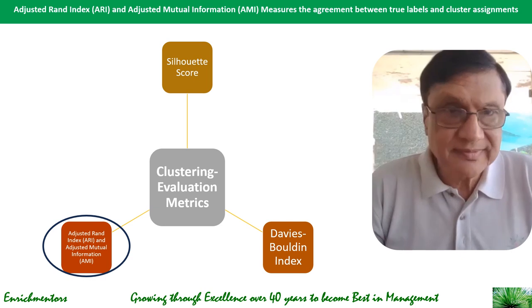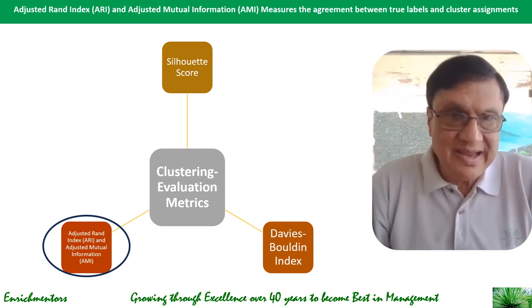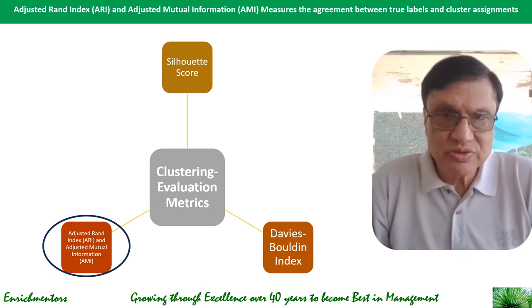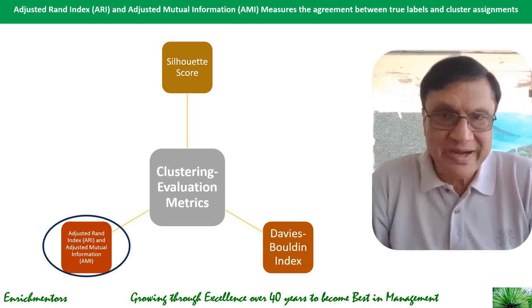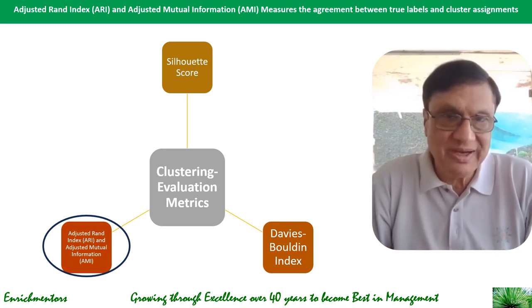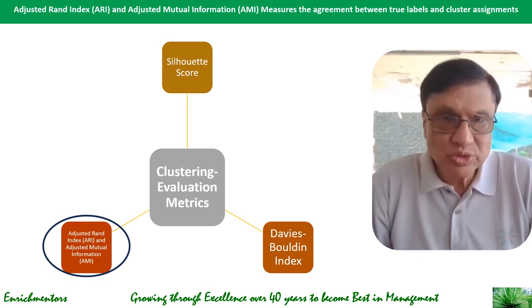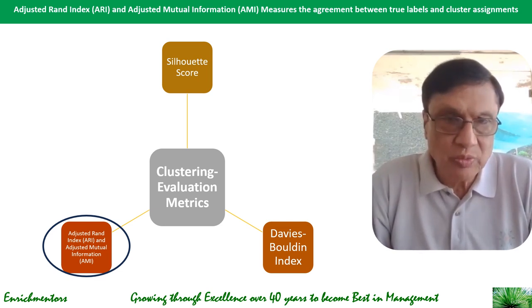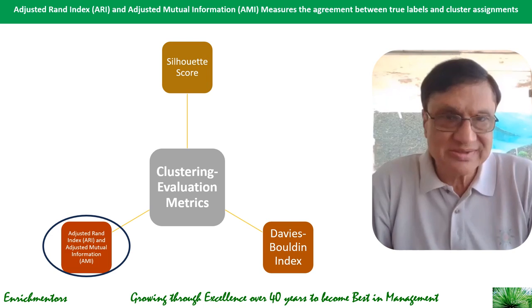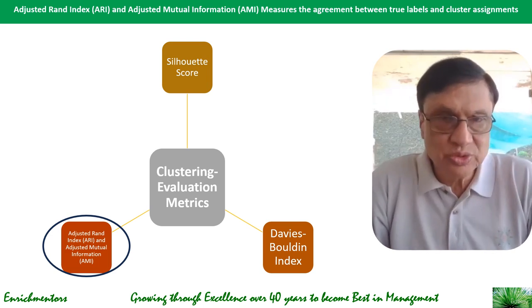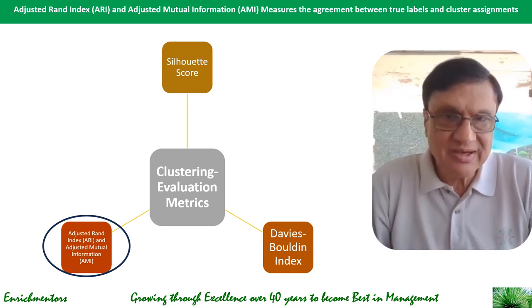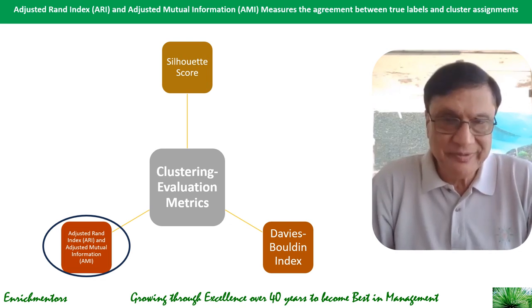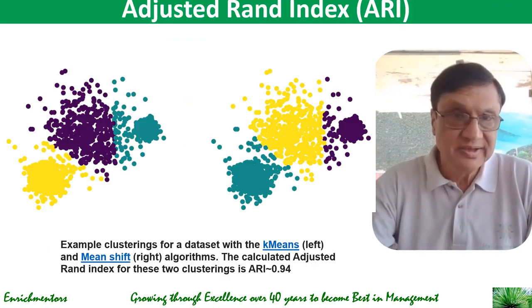So the adjusted Rand index ARI and adjusted mutual information AMI are two metrics used to measure the agreement between the true labels of the data points and the cluster assignments generated by the clustering algorithm. It figures out how well your clustering assignment is done, right? So you can use this to evaluate a clustering algorithm. Now, how does that happen? Let's take a look at that.